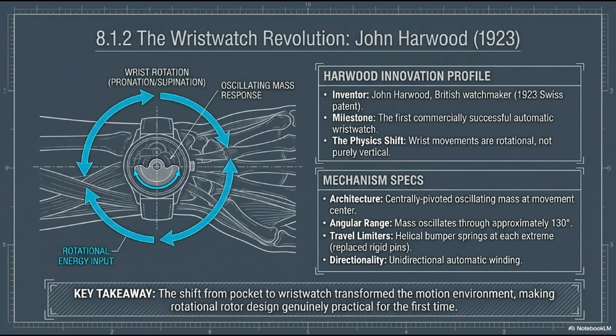The mass oscillated through a restricted arc of approximately 130 degrees. To solve Perrelet's noise and wear issues, Harwood installed helical bumper springs at each extreme to absorb the impact, replacing the old rigid pins. Finally, the system utilized unidirectional automatic winding. Harwood proved that an automatic watch could survive on the wrist.